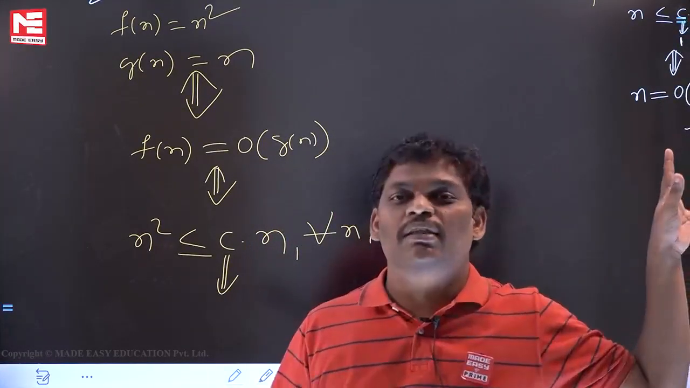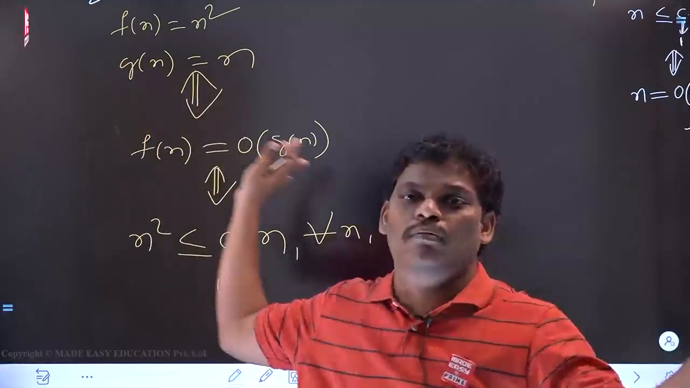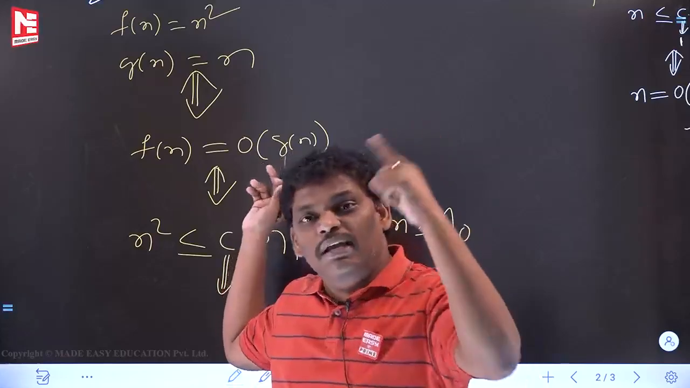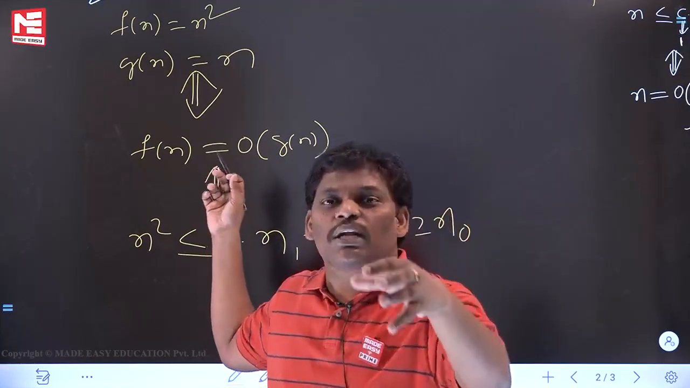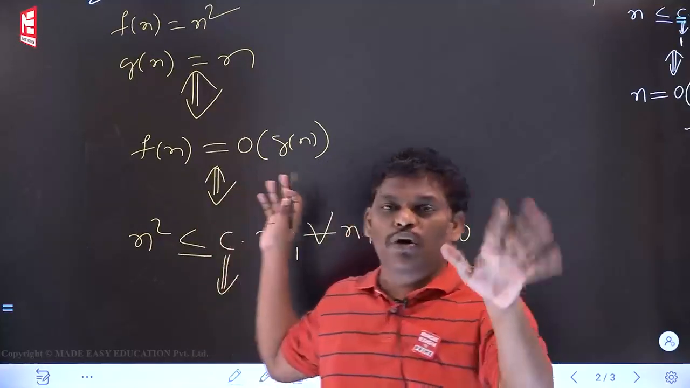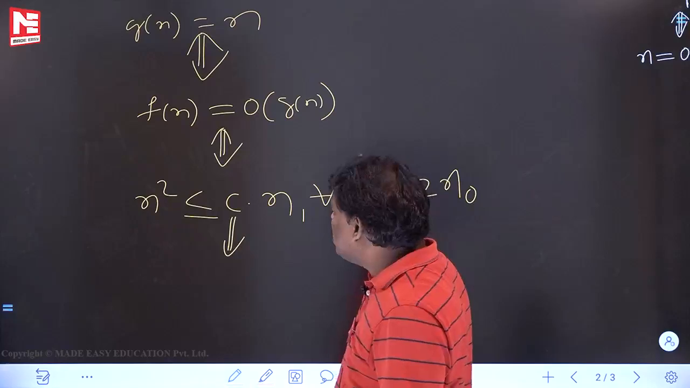Big O is simply saying that do something and prove that right will be greater or equal. Left is already n square, right is C into n. Take some C so that right will be greater or equal. You only say which C value I should take, so that right will be greater also okay, equal also okay.